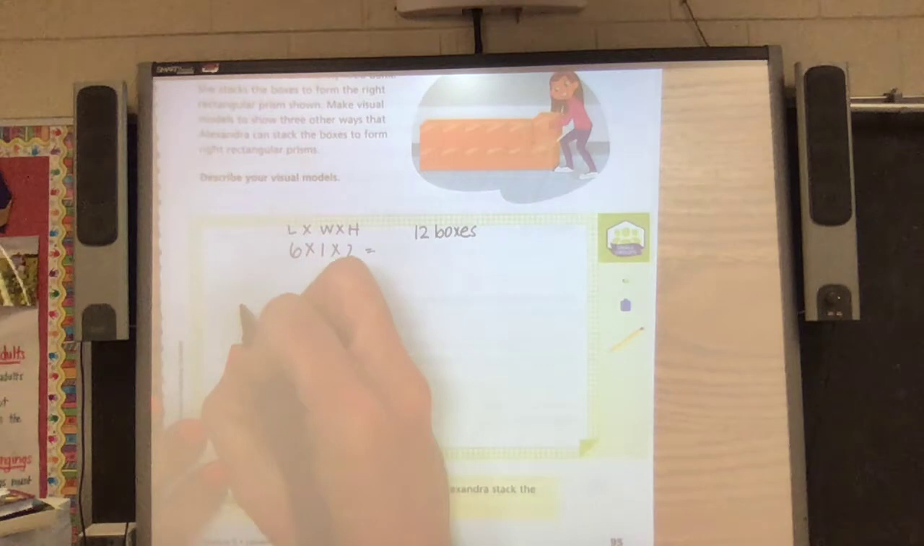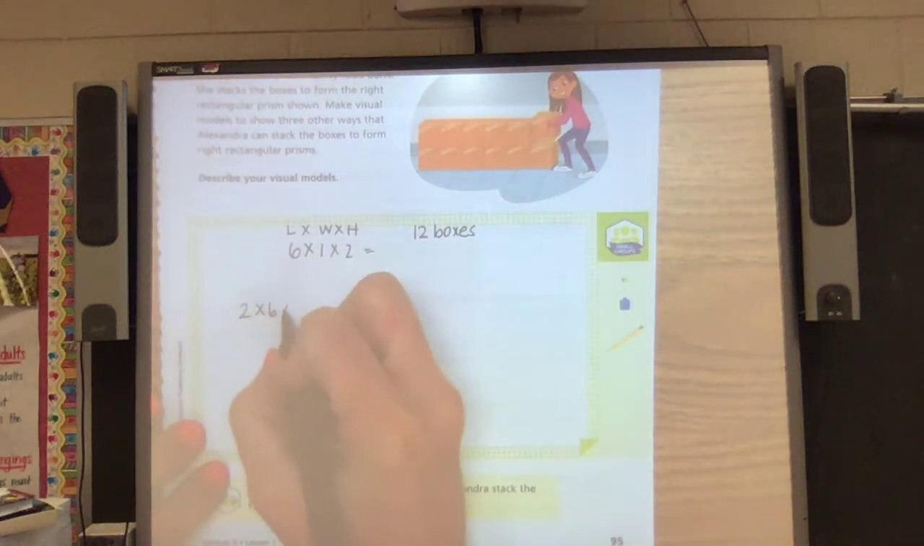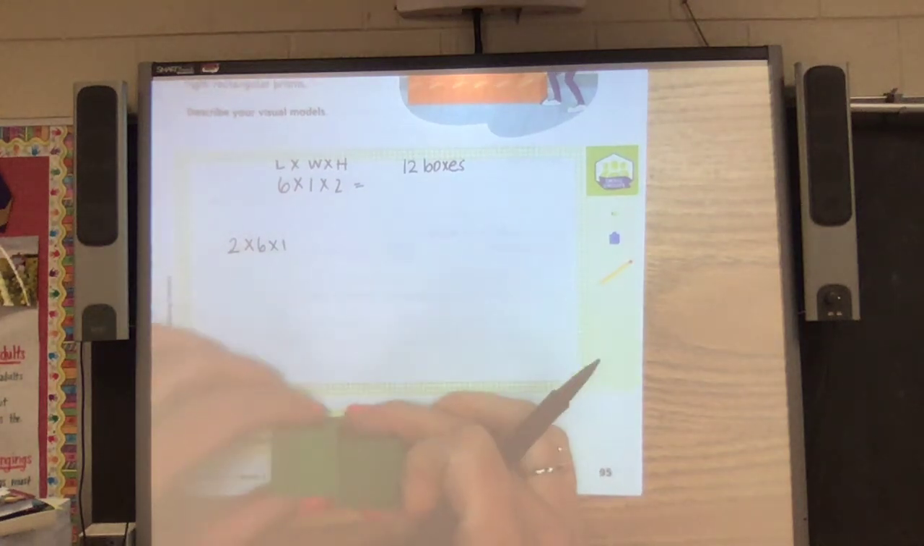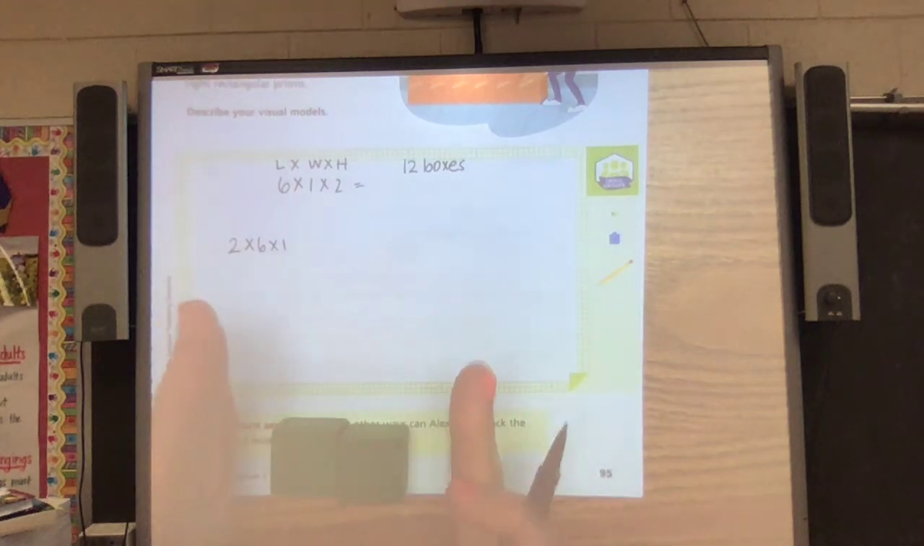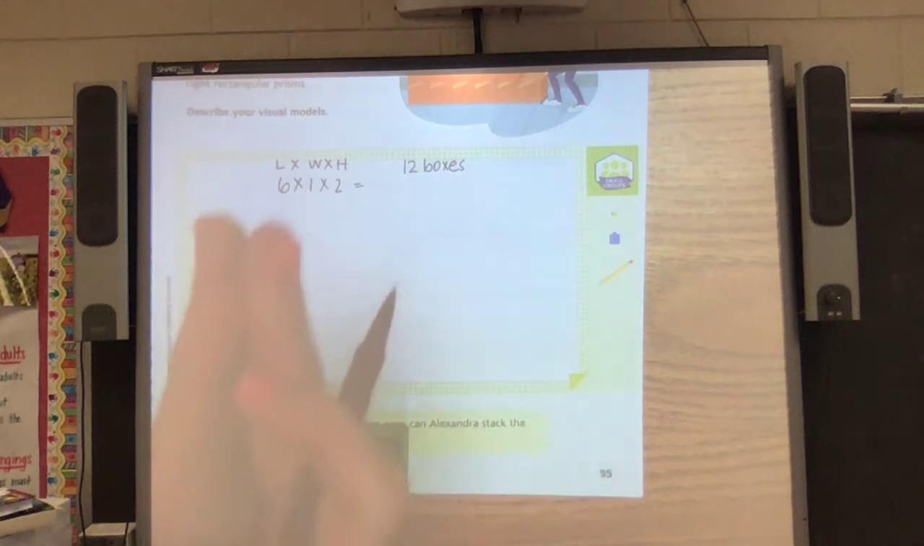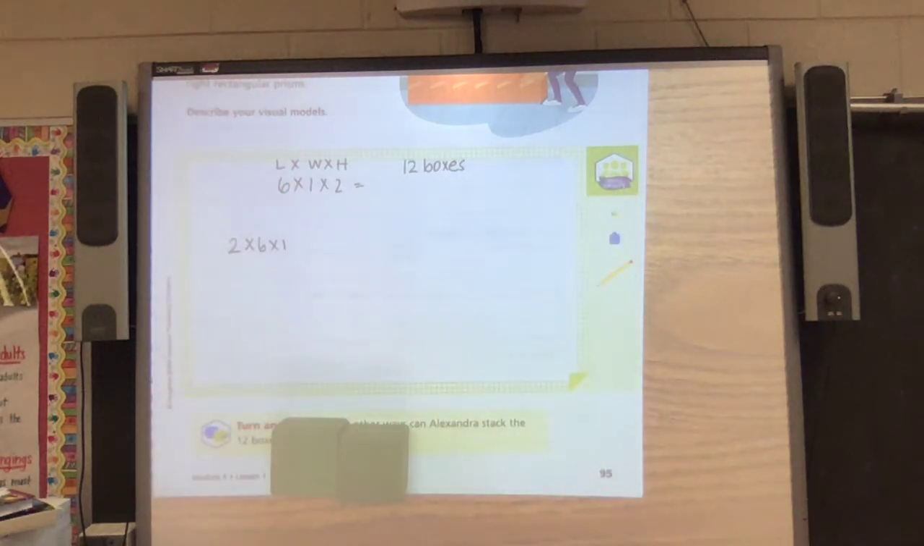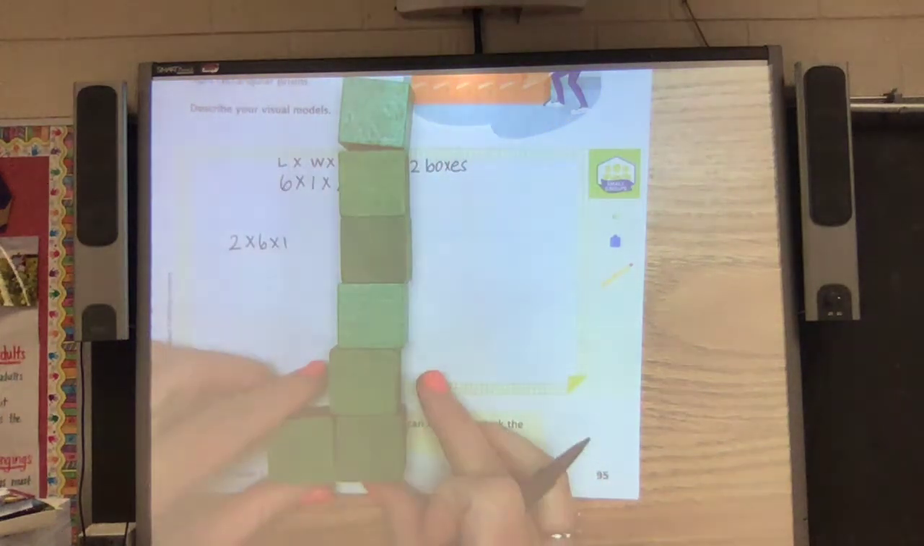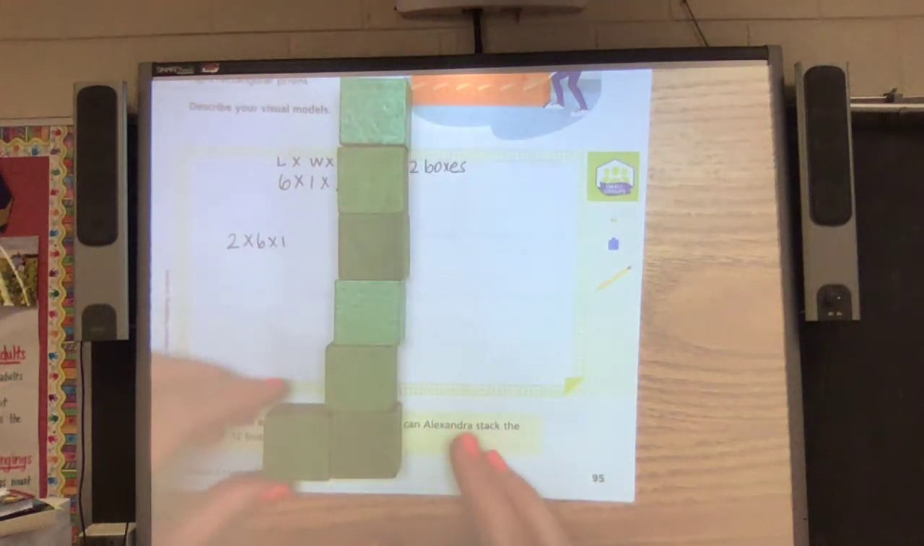So let's say I wanted to do 2 times 6 times 1. So that means it's 2 units long. I always say, how long is my fish? That's my length. 6 units wide. So that means it would go like this. 3, 4, 5, 6. We'll see if I have all green. So let's count that again. 1, 2, 3, 4, 5, 6. Yep. And it's 1 block high.